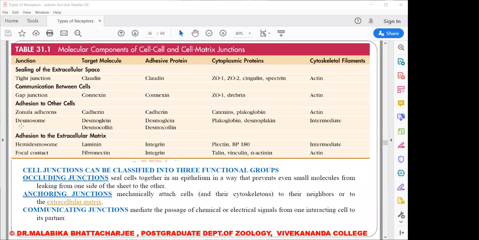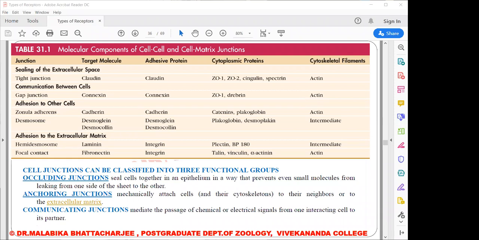Under the anchoring junctions, we'll be studying the desmosome. The main target molecules of the desmosome are desmoglein and desmocollin. The cytoplasmic proteins to which they remain attached are mainly plakoglobin and desmoplakin. The cytoskeletal filaments to which they remain mainly attached are the actin filaments. So these are the 3 main junctions we'll be taking up. I'm restricting my talk now to these 3 junctions.